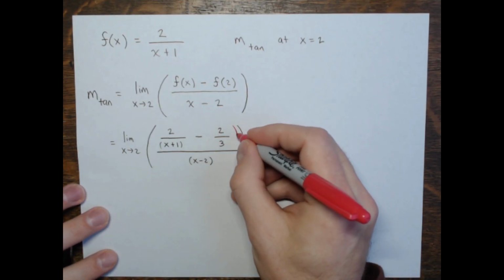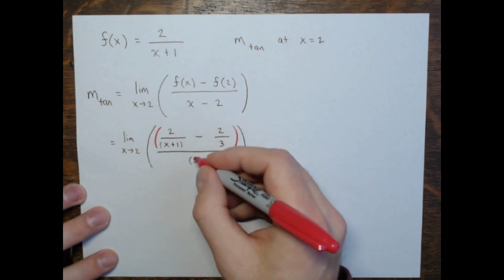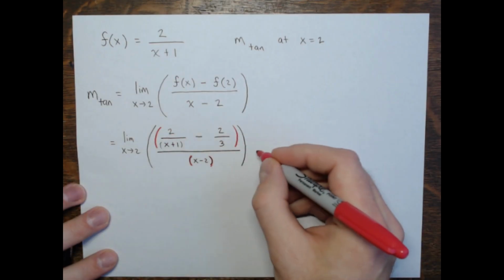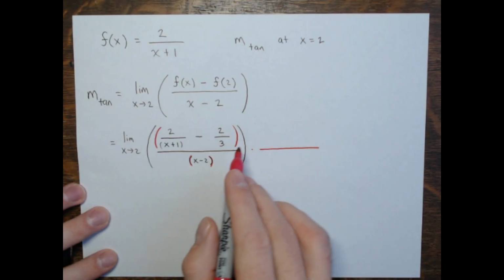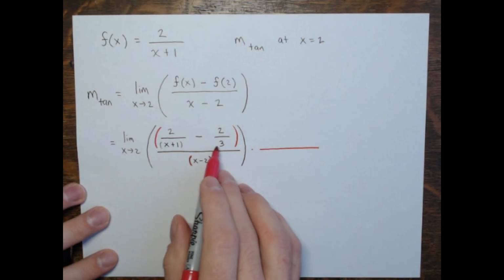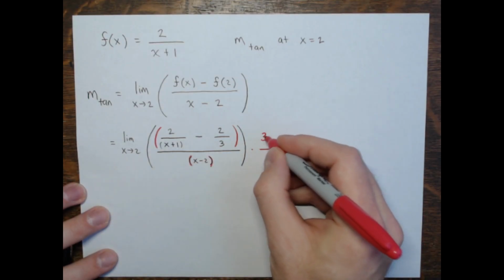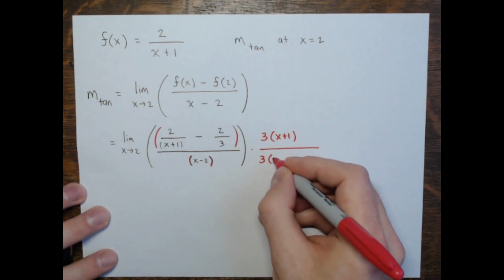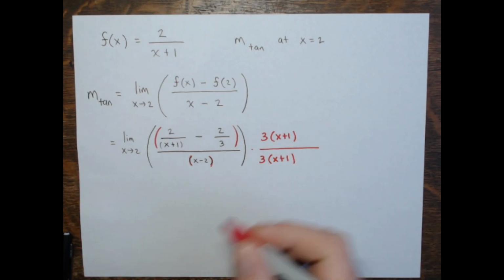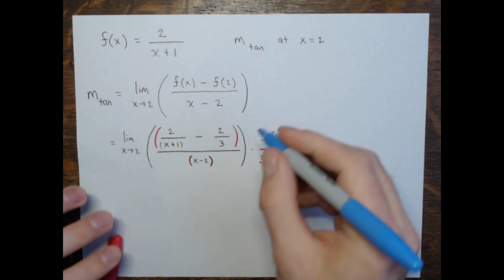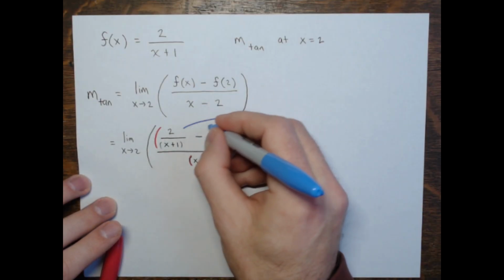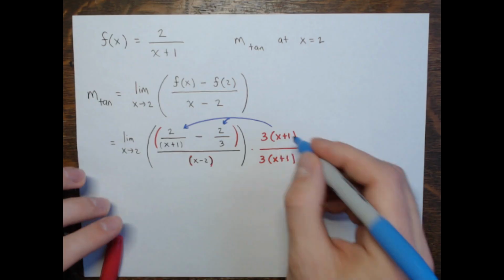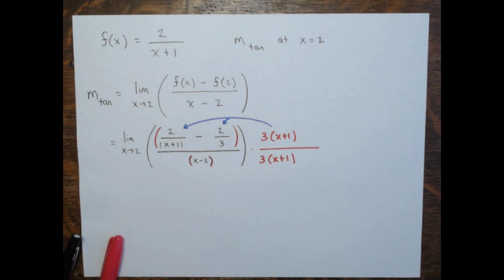So I'm going to do the same thing as the last example. I'm going to multiply the entire thing, top and bottom, by the least common denominator of all the denominators I see: 3 and x plus 1 and 1. So that's just 3 times x plus 1. Once again, up top I need to distribute because there's a difference, so I'm going to multiply both of these by this 3 times x plus 1.